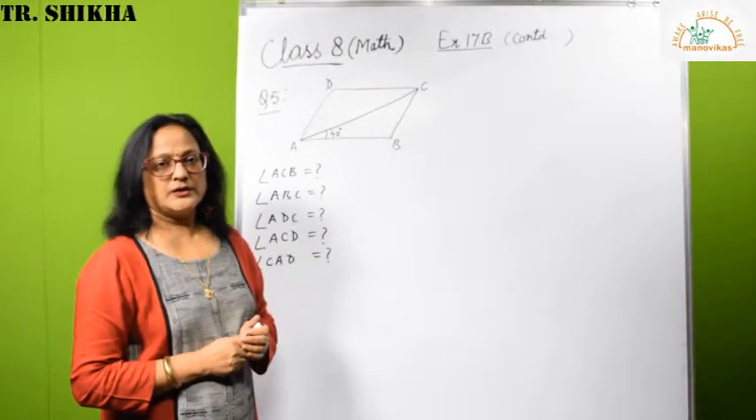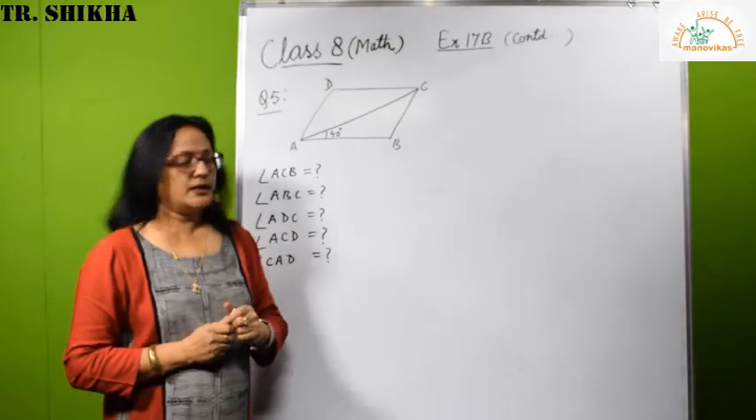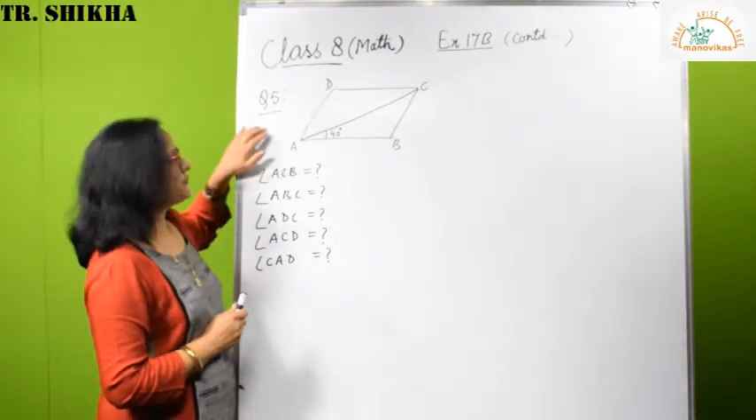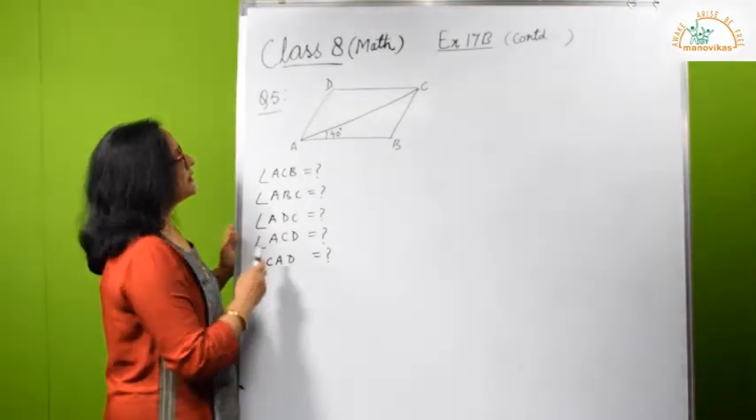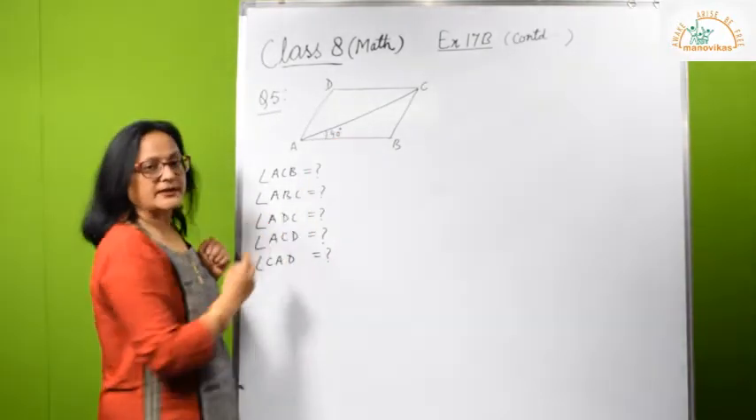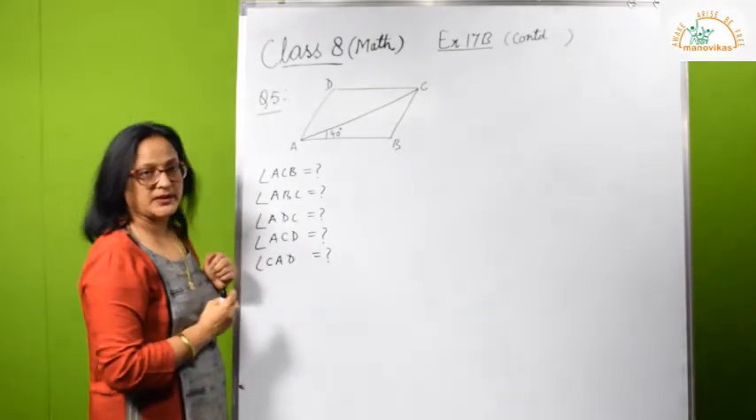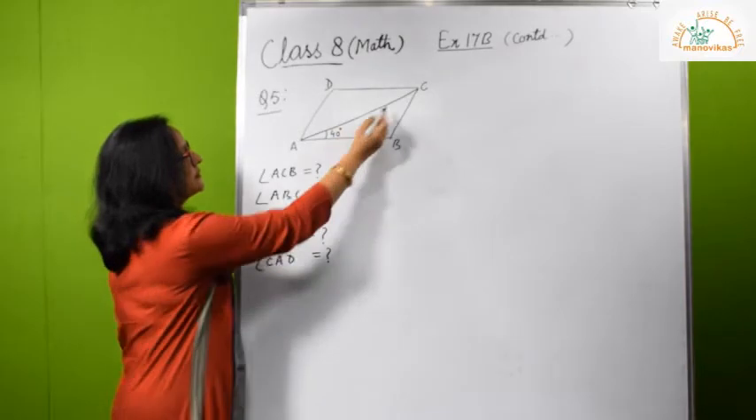Children, today I am going to continue with exercise 17b. So now I am taking question number 5. You can see here this is a quadrilateral ABCD, and you are given angle CAB is 40 degrees. You have to find angle ACB.